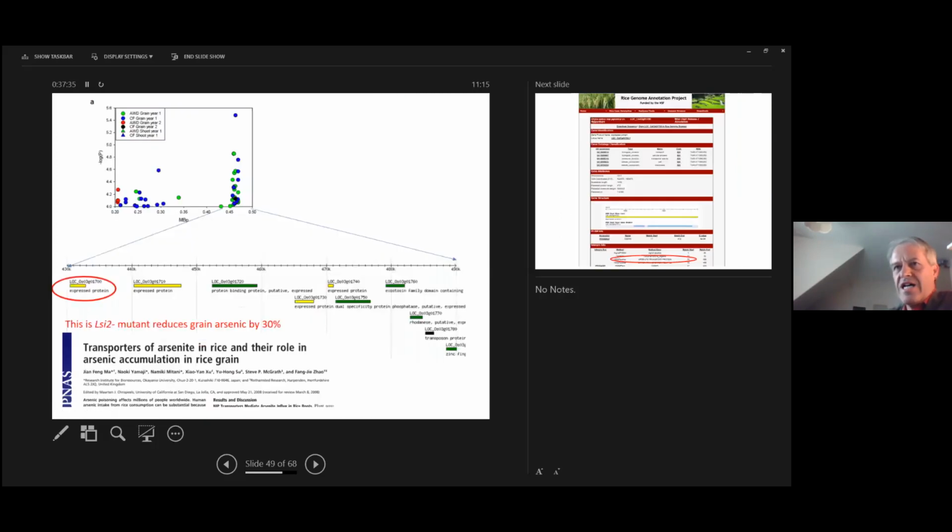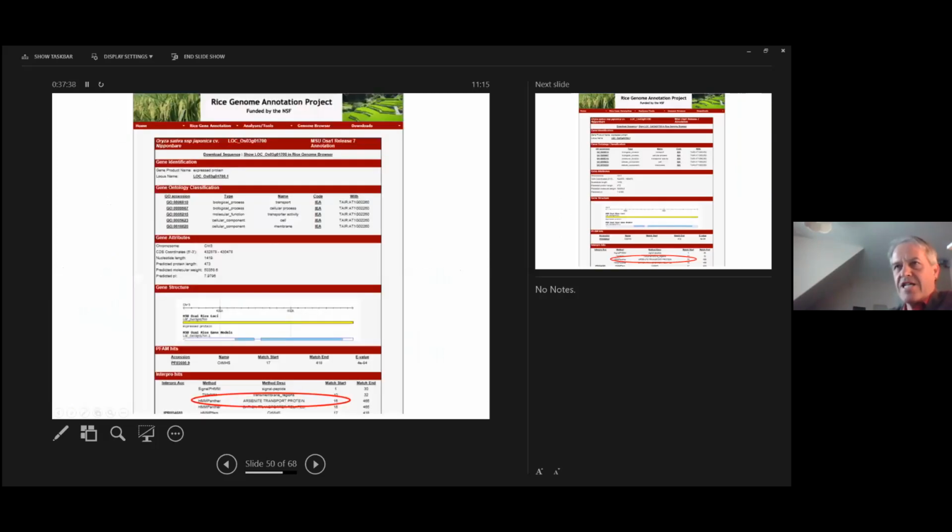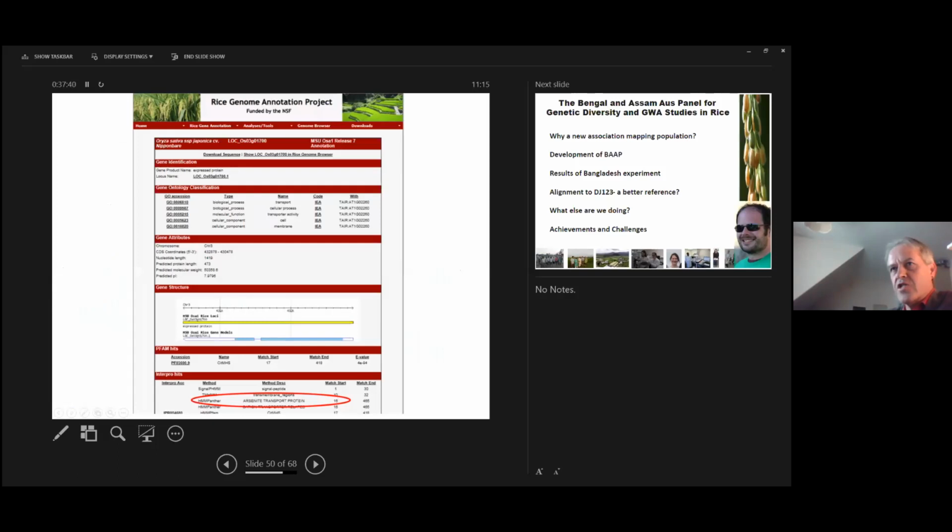If you click on that on the website, you'll be taken to the annotation page for that project, and it says expressed protein here. But if you look further on the annotation of that gene, you see down here it says arsenite transport protein. So it's actually a limitation of the quality of the annotation of rice, that it doesn't give you all the information in the simple annotation. Sometimes the annotation is wrong.